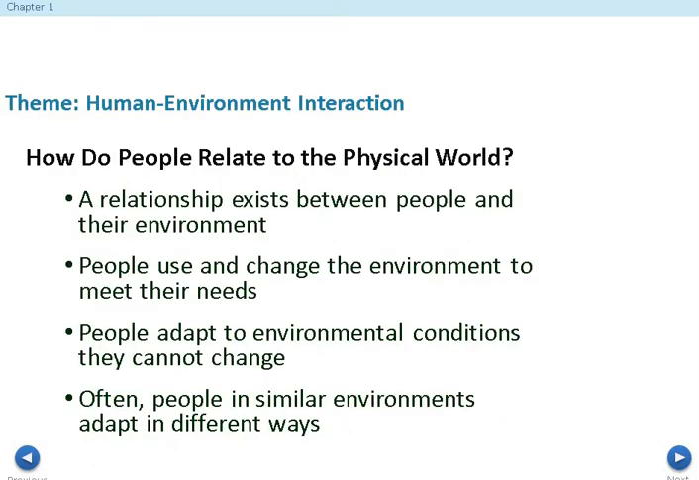Now, the next theme in geography is human-environment interaction. This is a relationship that exists between people and the environment. People use and change the environment to meet their needs. People adapt to environmental conditions that they cannot change. Often people in similar environments adapt in certain ways.